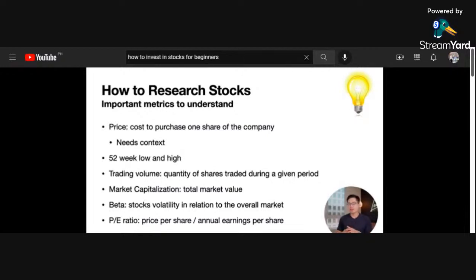And what you'll do is you'll multiply the price by the number of shares in total to get the market cap. The next thing you can look at is the 52-week low and high. So this is the lowest price that that company hit in the last 52 weeks and the highest price that the company hit in the last 52 weeks.